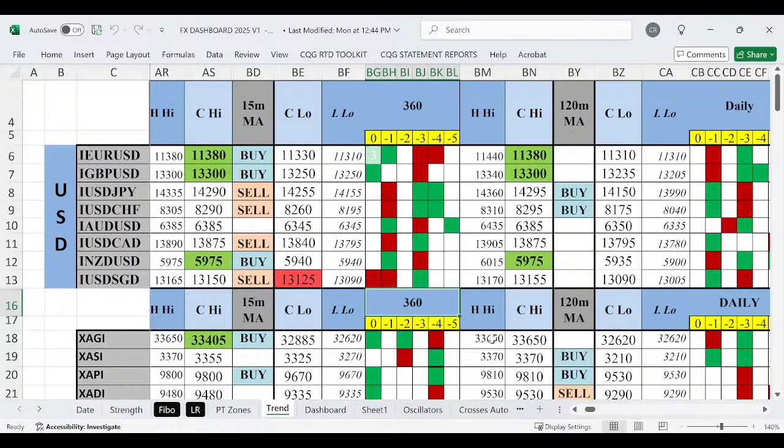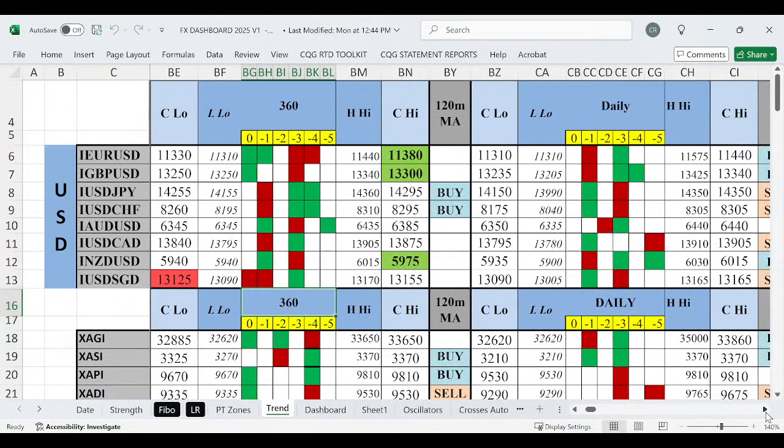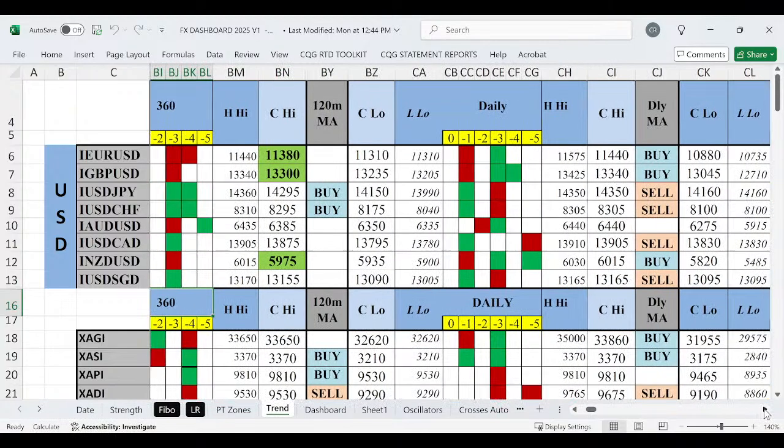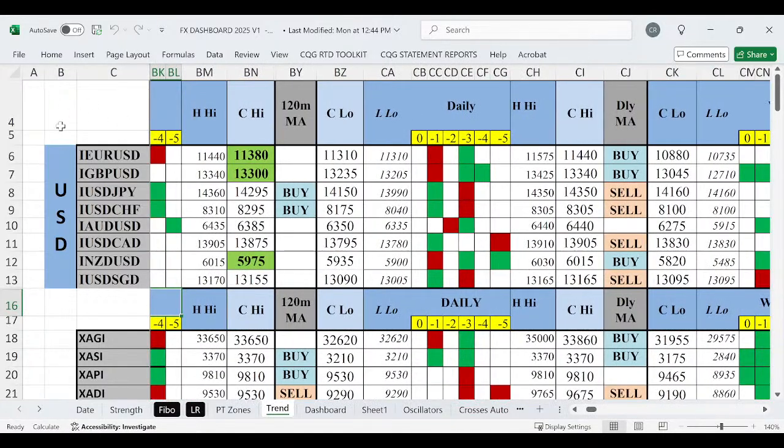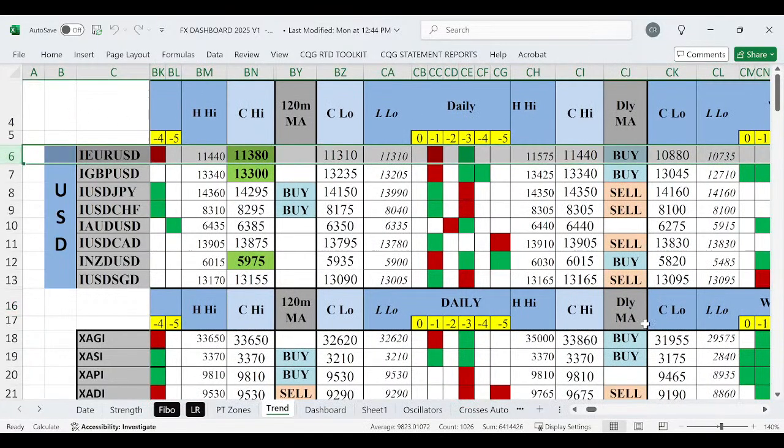So here, looking at this, we have the 360, which is pointing higher, but the daily, this is within the range 11310 and 11440. So that is within the range, but the daily has turned down on the euro. Okay, weekly is flat.